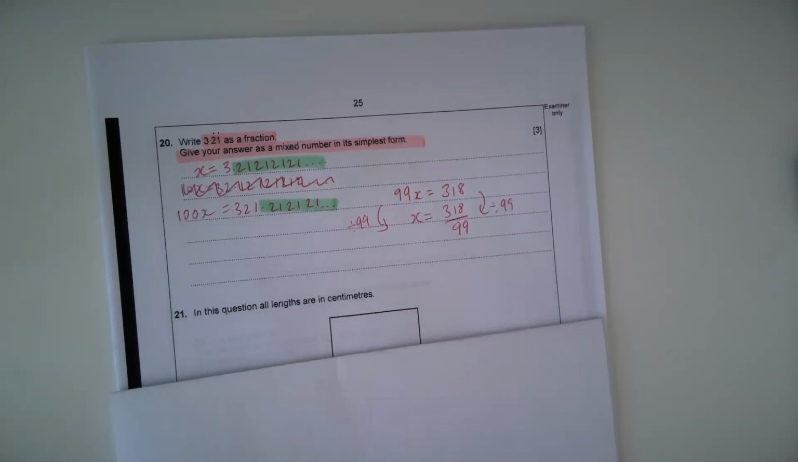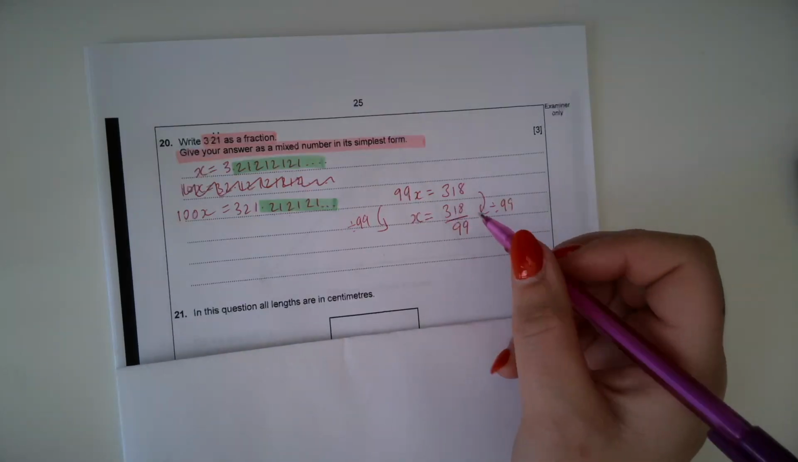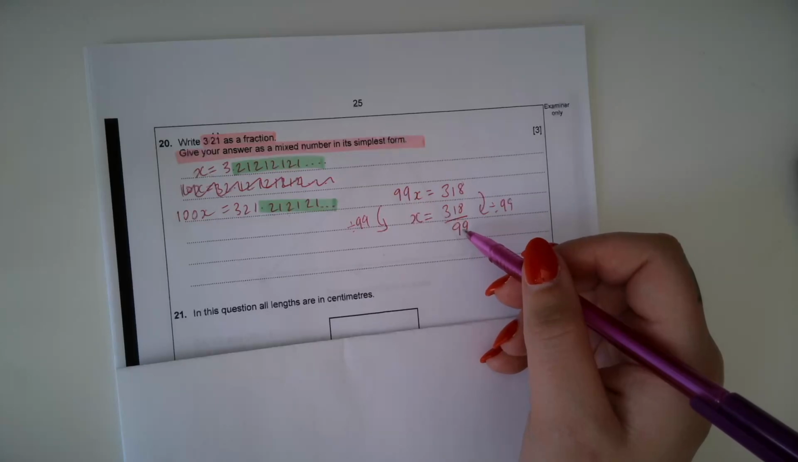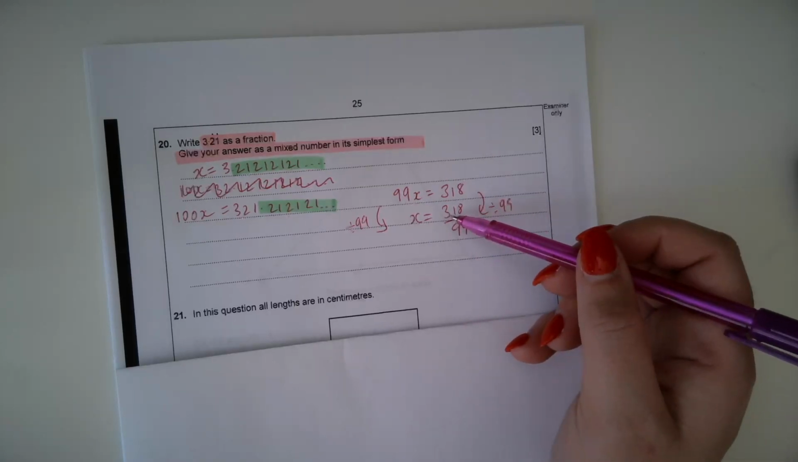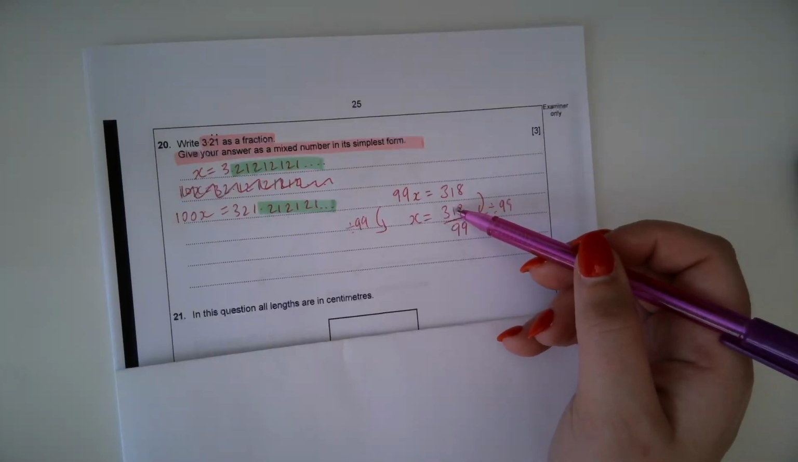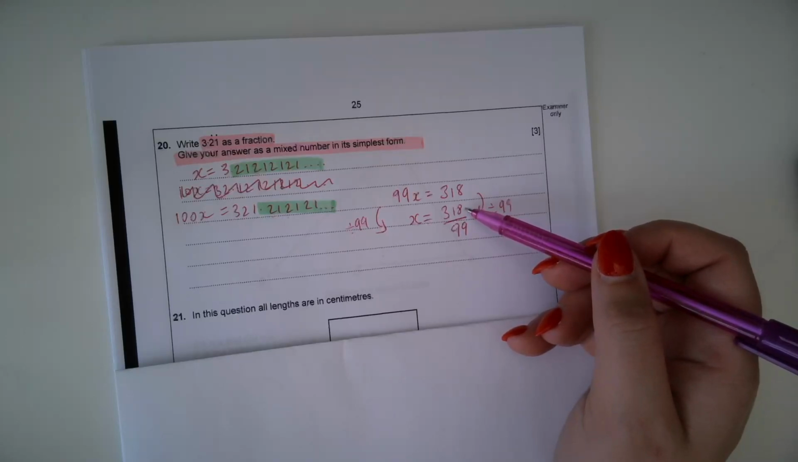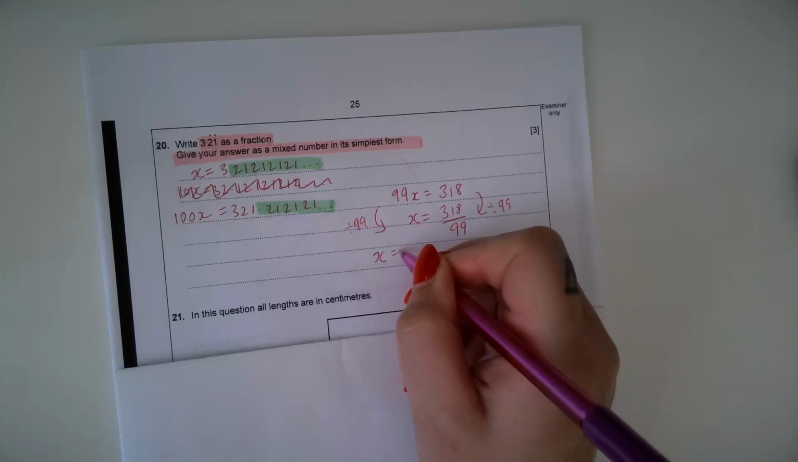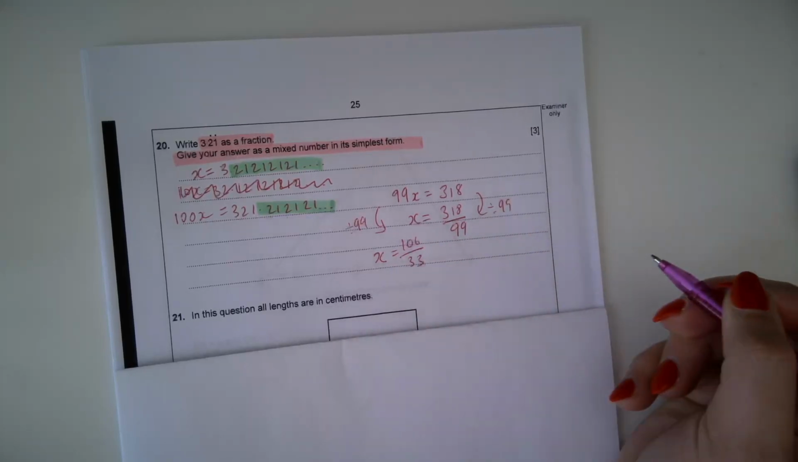And what I'm going to do then is see if I can simplify. Now I can divide numerator and denominator by 3. 99 is in the 3 times tables. And I know 318 is because 3 plus 1 is 4 plus 8 is 12, and that's in the 3 times tables. So when I divide them by 3, I get 106 over 33.